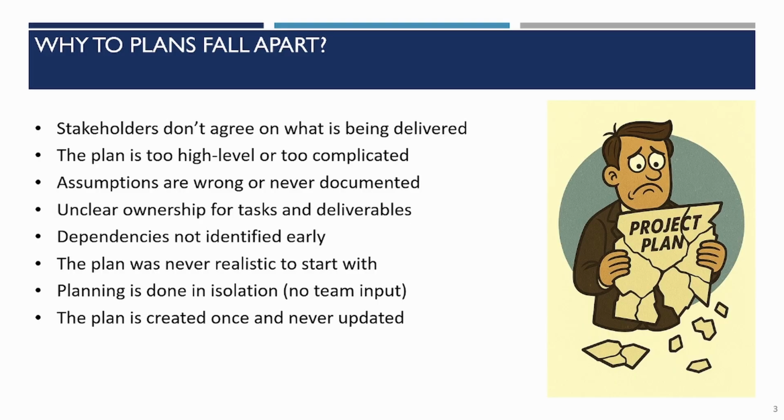Dependencies are not identified early enough, and work is so complicated these days that almost every project has interdependencies with other areas. And if the planning is done in isolation, as I mentioned, the work is so complicated that it requires the input from lots of different stakeholders and team members. And so building a plan off on the side without engaging them is just asking for failure.